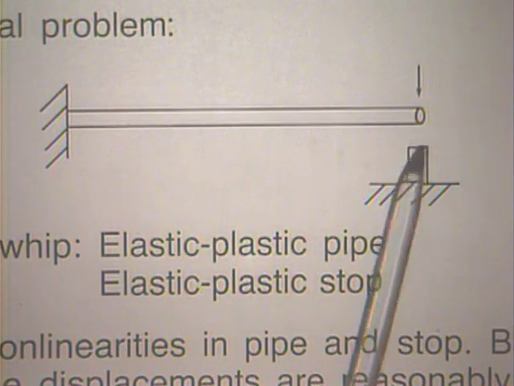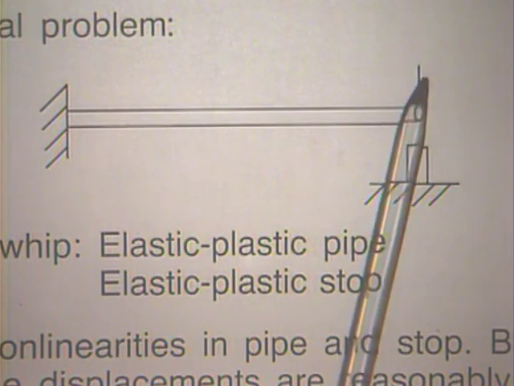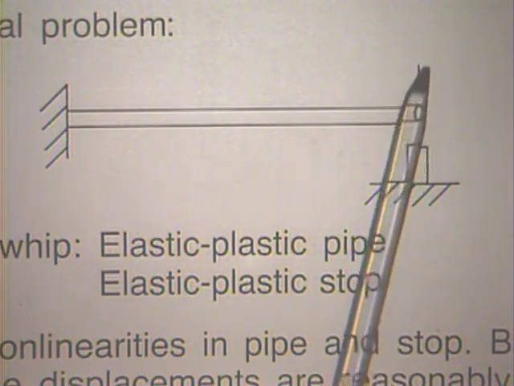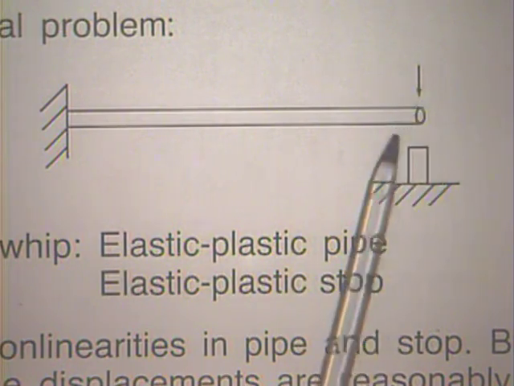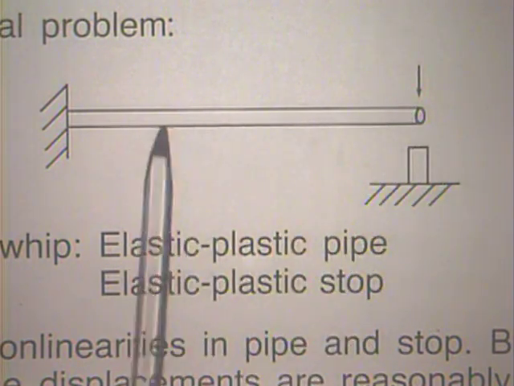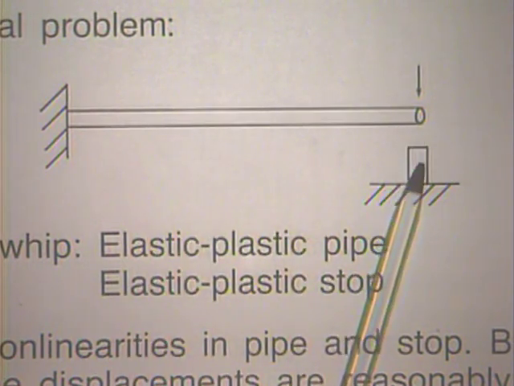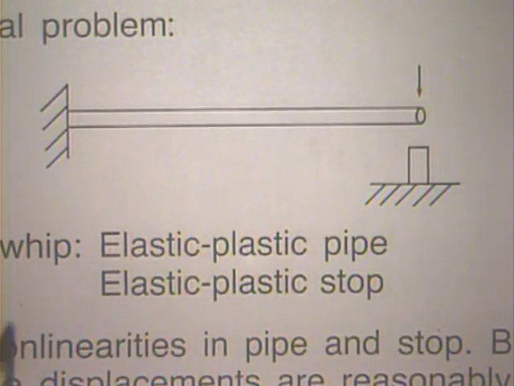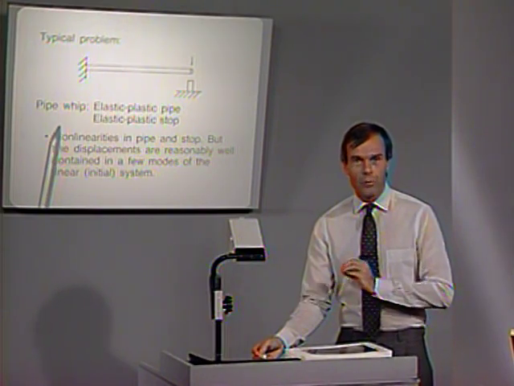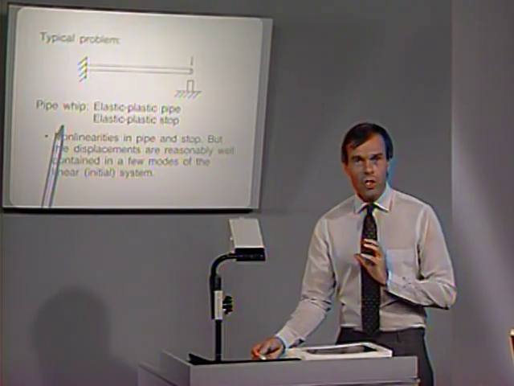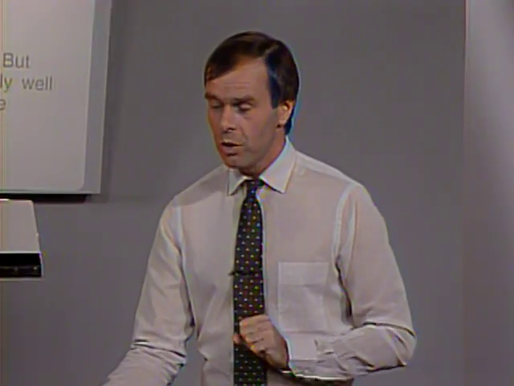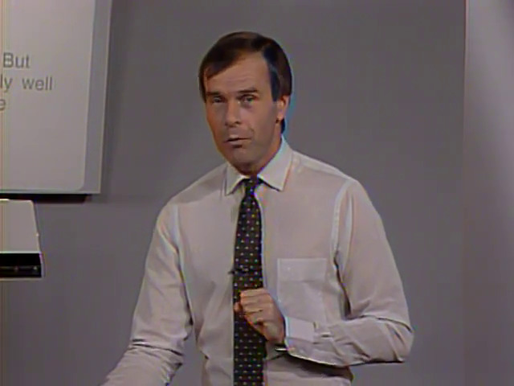There's a restraint here that has a gap, and suddenly this end of the pipe is subjected to a very large force. The pipe undergoes dynamic motion, a wave travels along here, goes plastic, hits the stop, etc. It's a very complicated problem, and this approach of mode superposition is a cheap way of obtaining a solution to this problem. Of course, the accuracy of the solution depends on how many mode shapes you include.